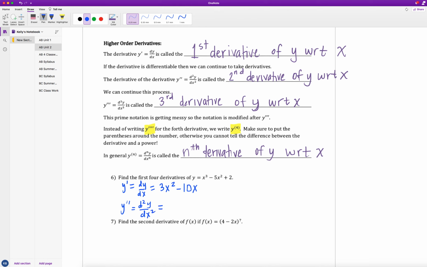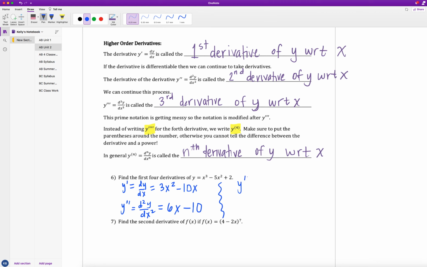Now I can find y double prime, or the second derivative of y with respect to x. And the way I can do that is to use the power rule on the first derivative. So y double prime, I need y prime because I'm just going to take the derivative of y prime from here. So our y prime is 3x squared minus 10x. So the derivative of that would be 6x minus 10 then. And this process is going to continue.